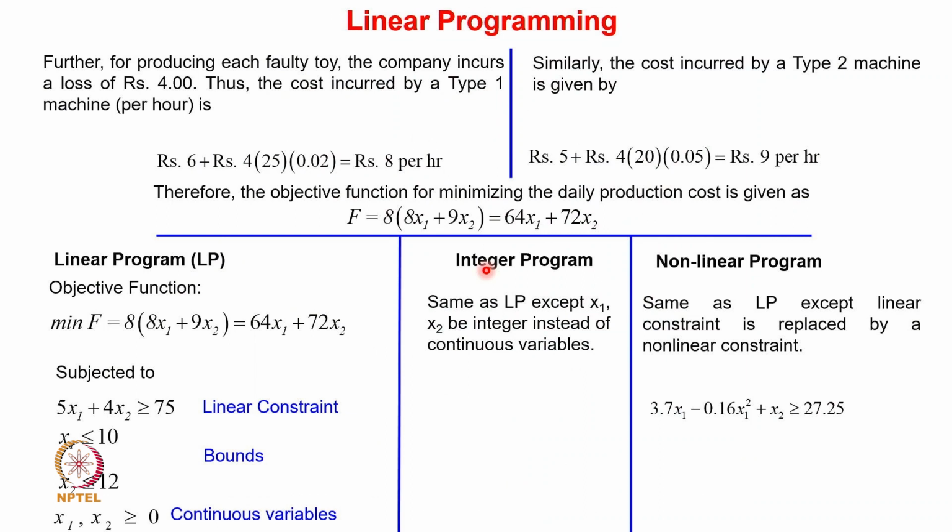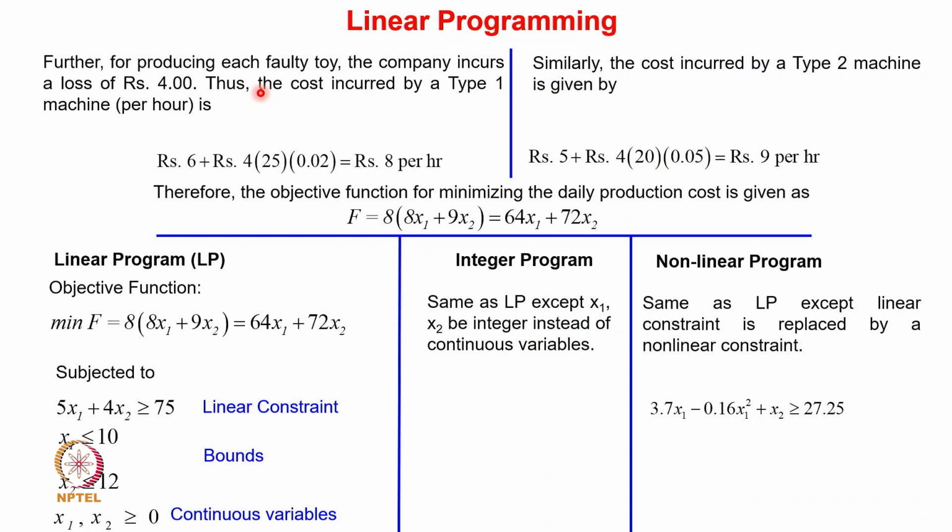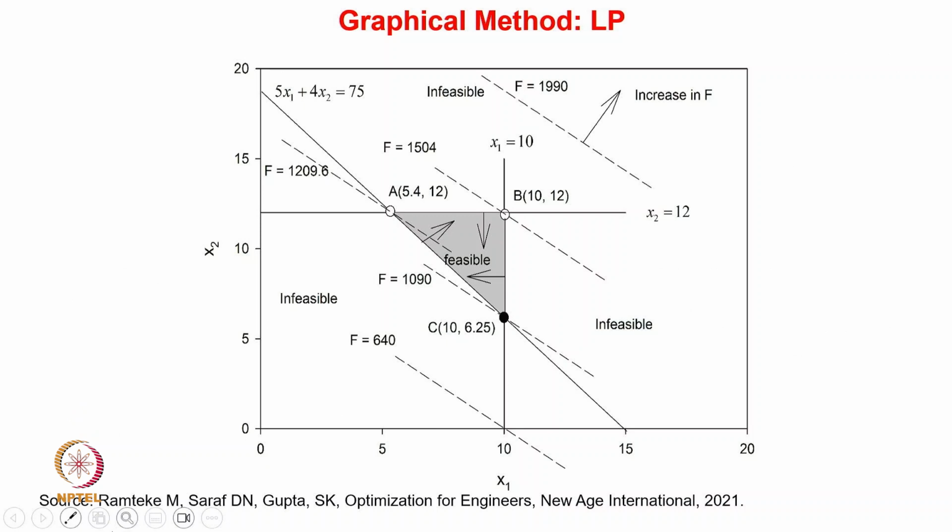The third constraint is 5x1 plus 4x2 greater than or equal to 75, isn't it? If I put x1 equals 0, I can calculate x2, which will be 75 by 4, that is 18.75. That is the third point we are going to get. Similarly, if you put x2 equals 0 and 5x1 equals 75, x1 comes out to be 75 divided by 5, that becomes 15. We can connect these two points by a straight line, and anything above this line is a feasible region.